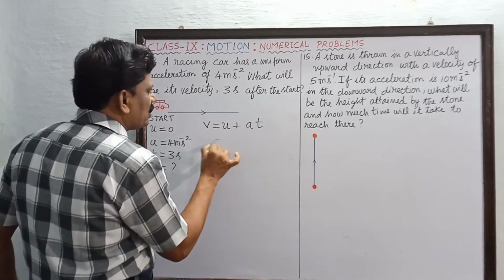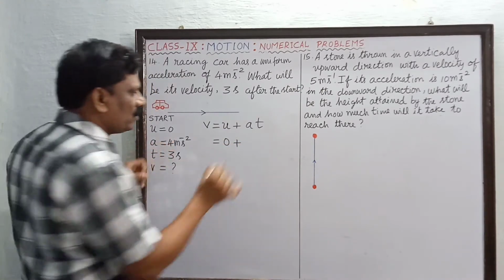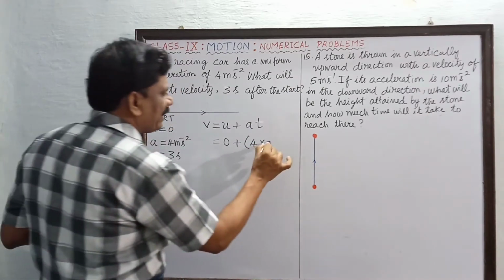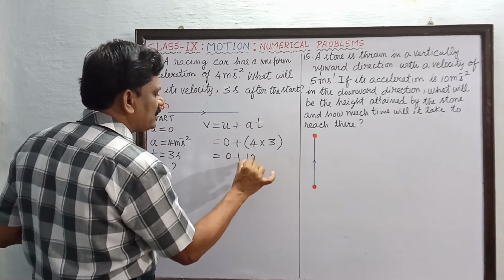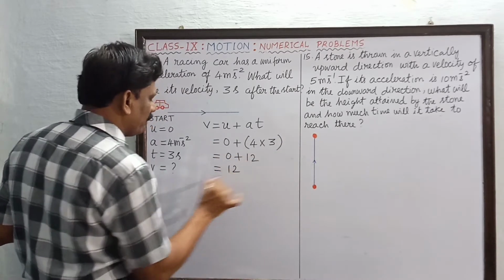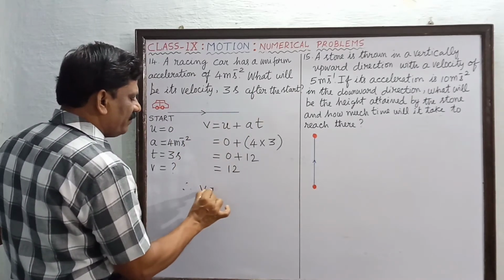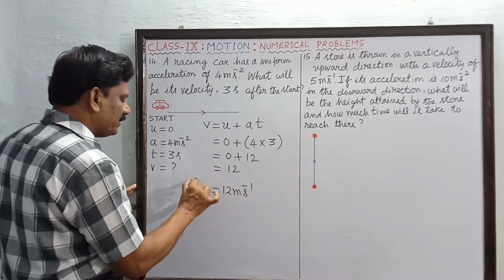So this is equal to 0 plus acceleration is 4, so this is 4 into time taken is 3 seconds, so this is 3. So this is equal to 0 plus 12. This is equal to 12. Therefore, the velocity after 3 seconds V is equal to 12 meters per second.